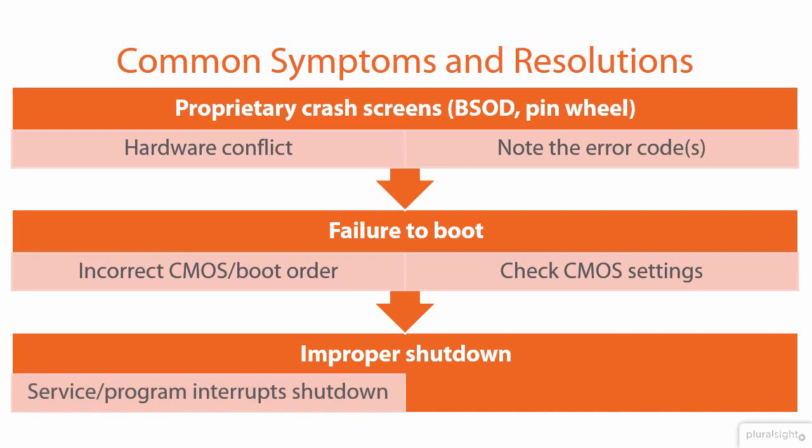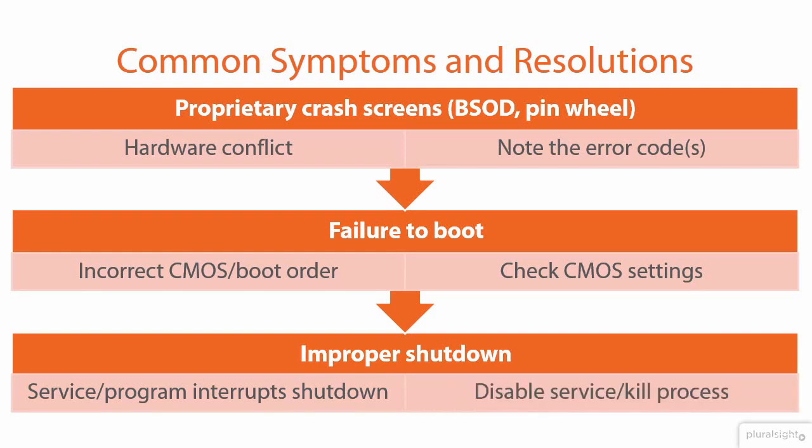Now, improper shutdown: Windows will notify you the next time you boot if the machine was not restarted or shut down cleanly the previous time. In that case, there might be a service or program that's interrupting shutdown, getting in the way. So you issue a shutdown command, you come back the next morning, and the machine's not shut down. There might be a program preventing that process from happening. What you can do is disable the service that hangs up shutdown, or kill the appropriate process so that it can proceed.